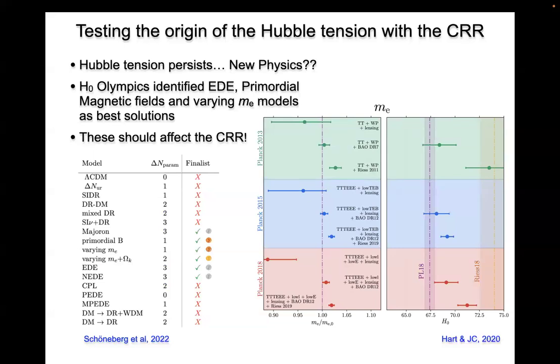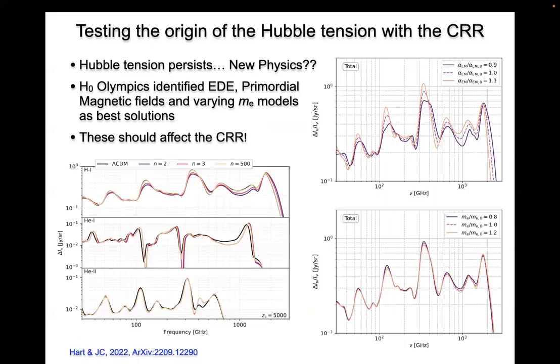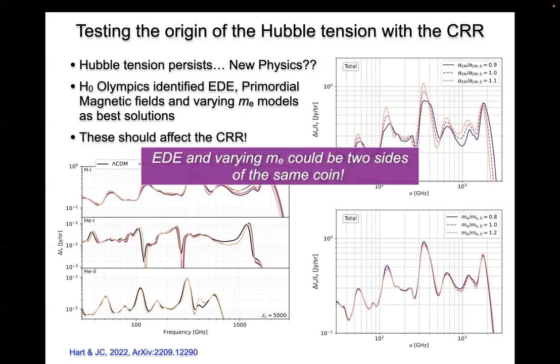And this is, of course, really exciting, but you have to ask the question, how can you distinguish the possible solutions? And the recombination lines are one way of doing this, which is a paper that Luke Hart and myself wrote a couple of years ago, where we showed that, for example, early dark energy models modify the recombination lines in a way that could be, in principle, indicative of this process. In a similar way, varying fundamental constants have effects on the recombination lines that could be leading to understanding this dynamics.